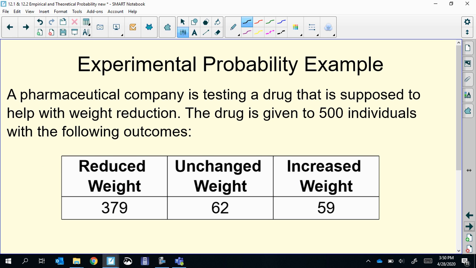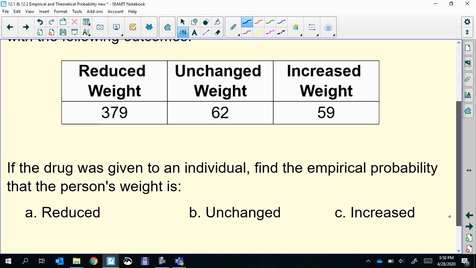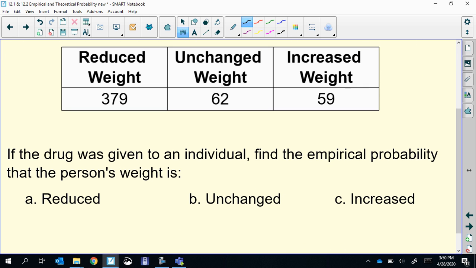So here is an example. We're going to look at a pharmaceutical company, and they're testing a drug that's supposed to help with weight reduction. The drug's given to 500 people with the following outcomes. If the drug was given to an individual, find the empirical probability that the person's weight is, we're going to do all three: reduced, unchanged, and increased.